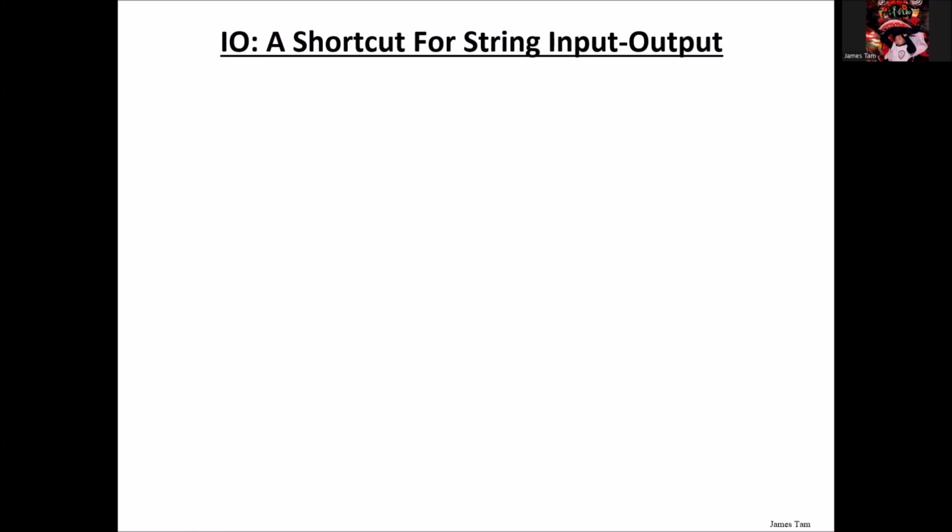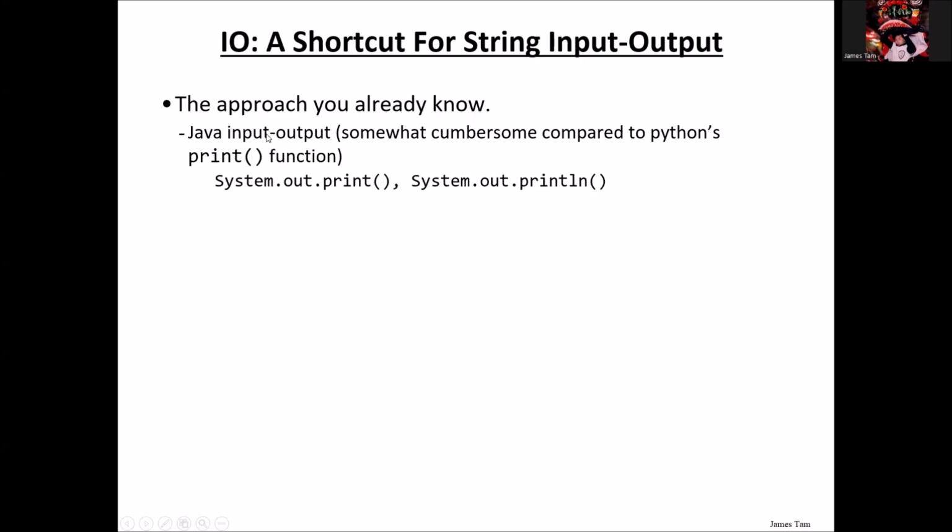It's a shortcut that's available in Java 25. To set the context, the approach for displaying output in Java is slightly more cumbersome than the print in Python. You have all this additional baggage. We'll explain what it means, essentially the difference. Although the plus is you get more control over the new line. This one doesn't have a new line, this adds a new line.